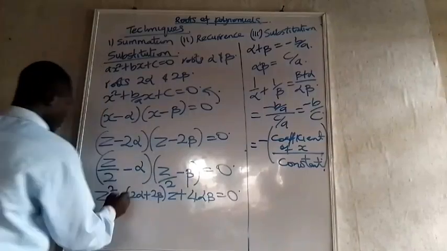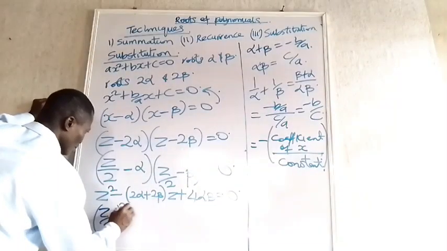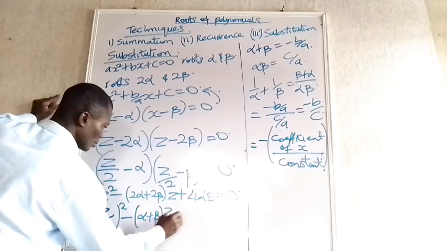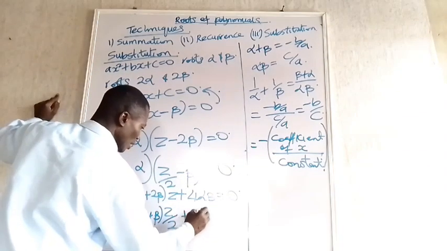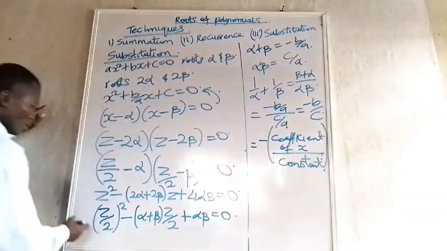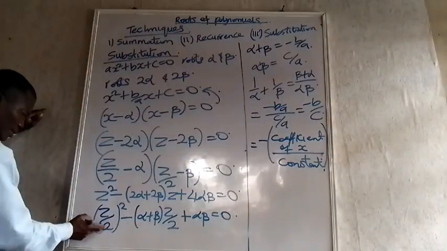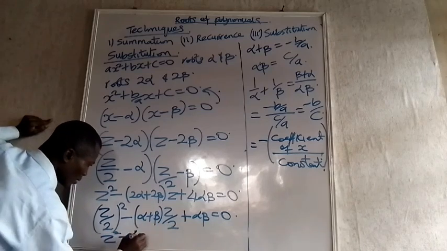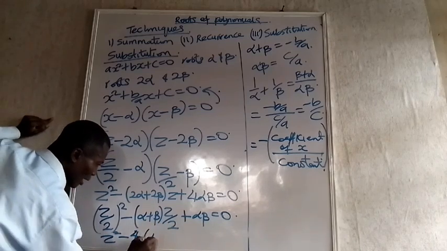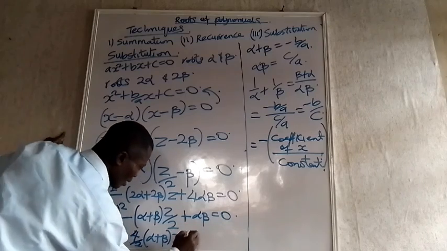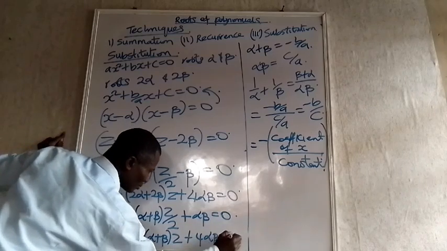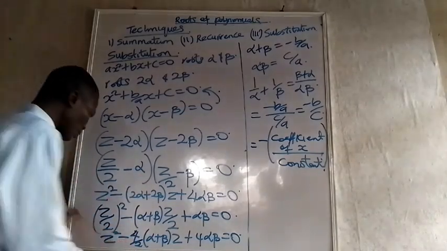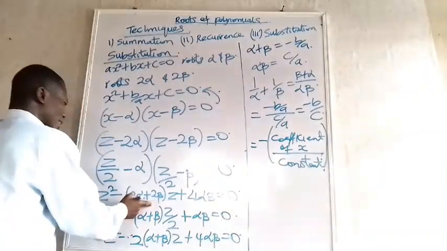Let me expand this. I'm going to have z over 2 squared minus alpha plus beta into z over 2 plus alpha beta equals 0. On doing the full expansion, that is multiplying through by 2 squared, I'm going to have z squared minus 4 over 2 into alpha plus beta into z plus 4 alpha beta. So you can see at the end of the day, this one and this one equal the same thing. And if I factorize this one, it's the same thing.